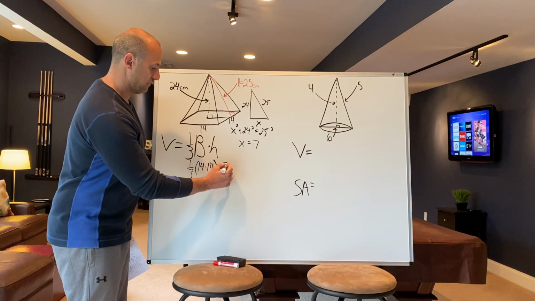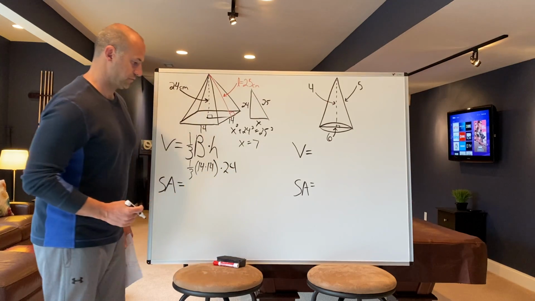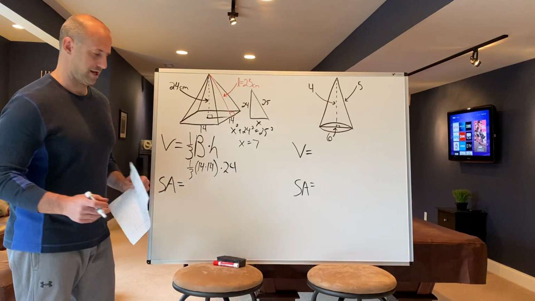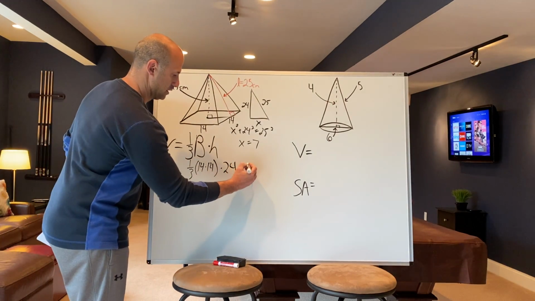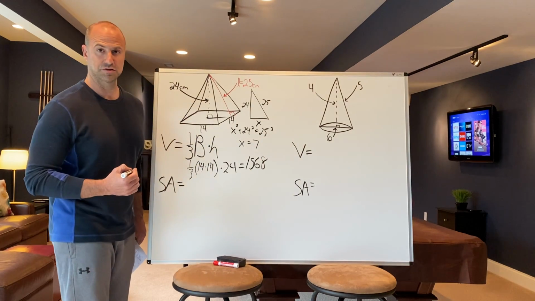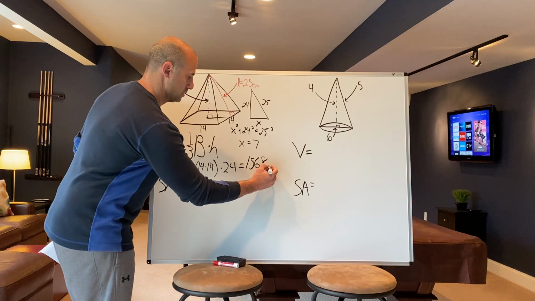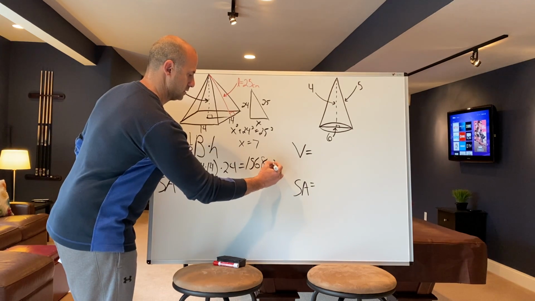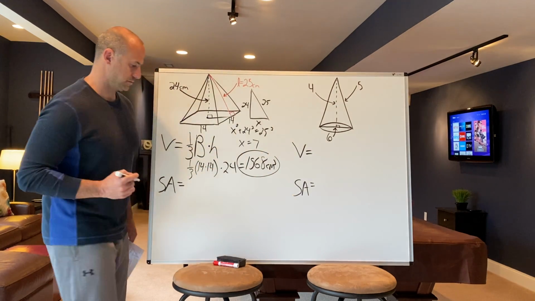Obviously the height is 24. And if you do all the arithmetic there, we end up with 1568. And if we are in centimeters, of course, this would be cubed. Okay, so there's that one.